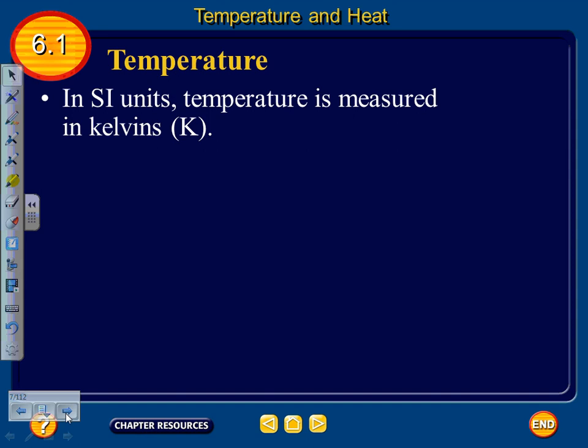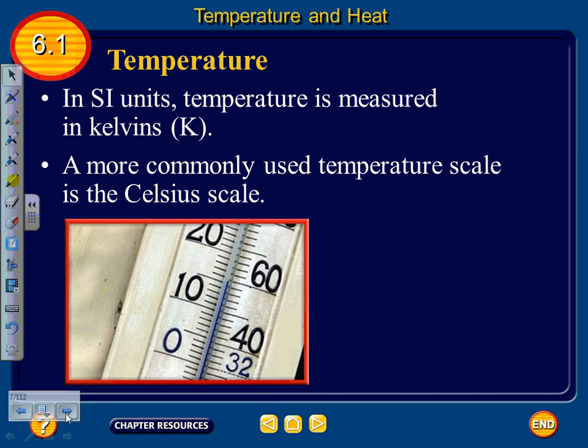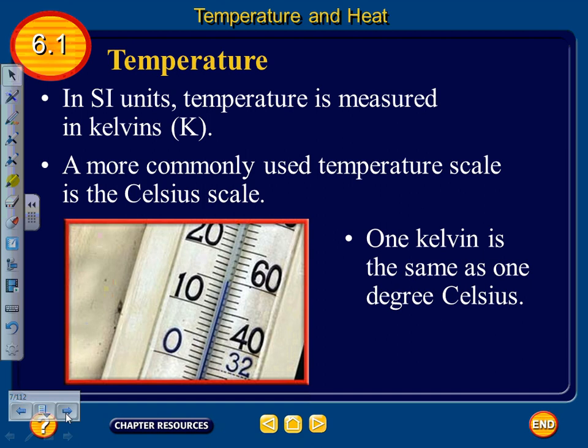In SI units, temperature is measured in kelvins. A more commonly used temperature scale is, of course, the Celsius scale. 1 Kelvin is the same as 1 degree Celsius.